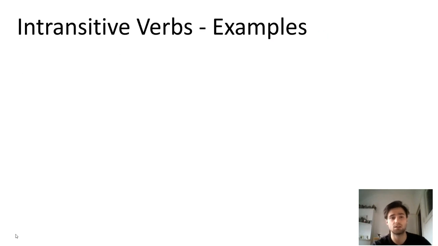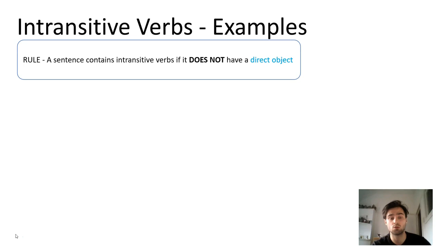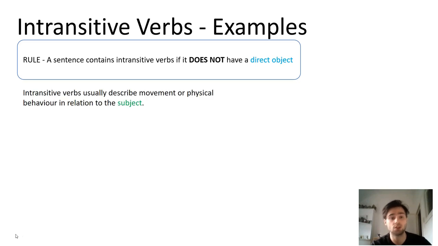Okay, we're going to look at a few examples. So, as a general rule, as we've already explained, a sentence contains intransitive verbs if it does not, and that's key, it does not have a direct object. So intransitive verbs usually describe a movement or physical behaviour in relation to the subject, and that's very important that it is in relation to the subject.